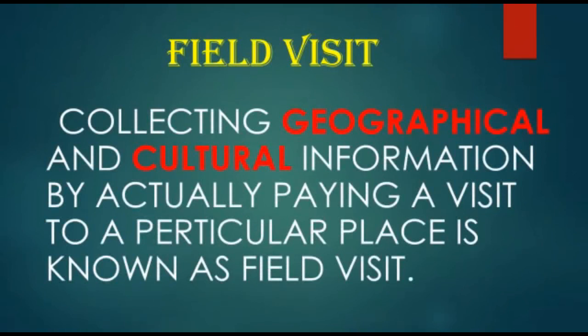Here the word geographical refers to soil, climate, landforms, whereas the word cultural means historical background and social lifestyle of the people. So, through field visit, personally we can go and collect the information such as soil, climate, landform, historical background and social lifestyle of the particular area. Therefore, our definition is: collecting geographical and cultural information by actually paying a visit to a particular place is known as field visit.